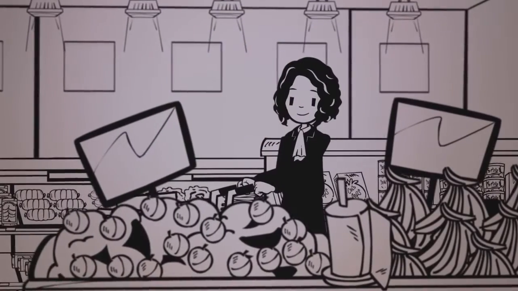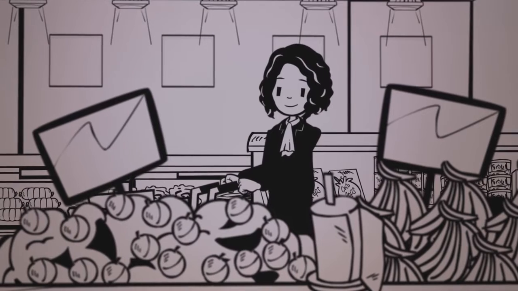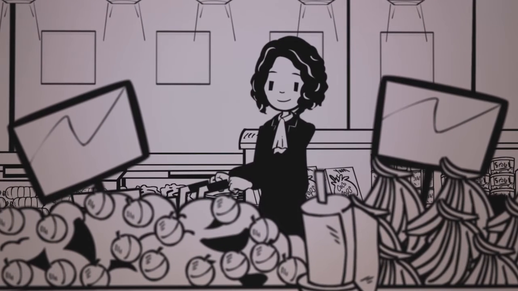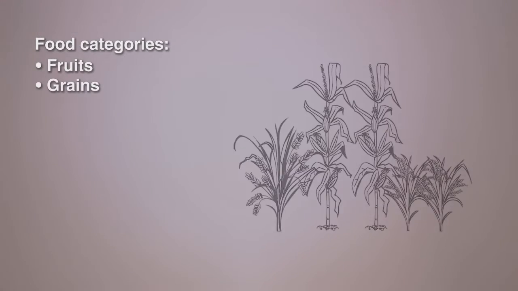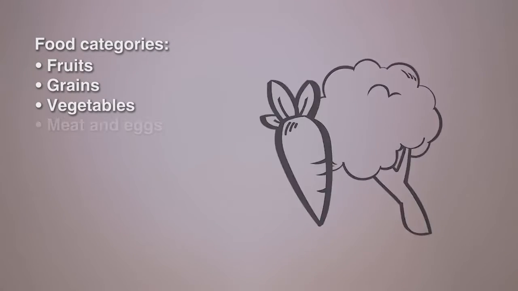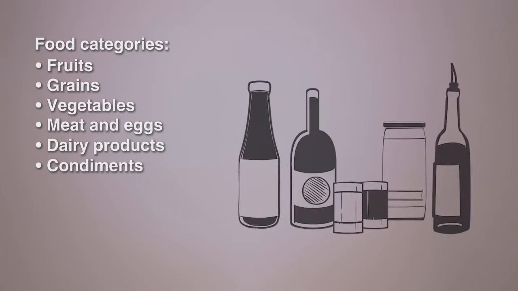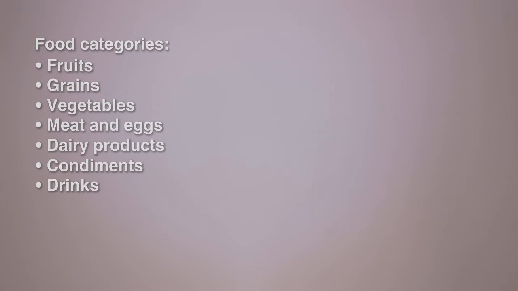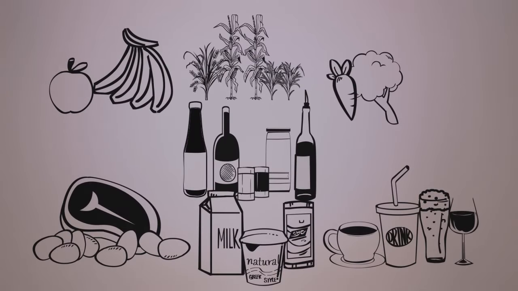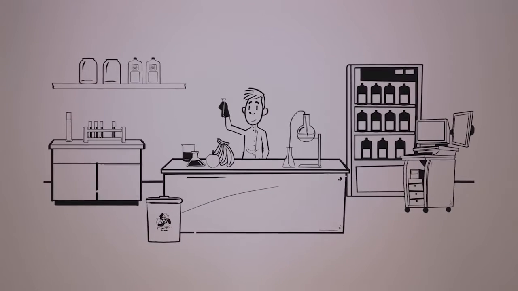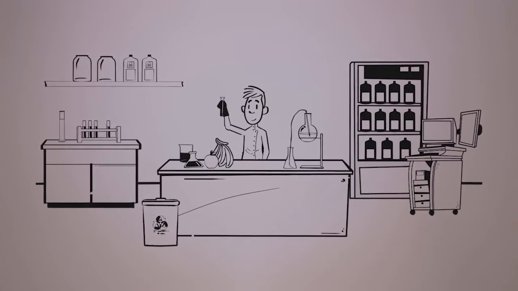First, we need to be able to identify what nutrient mixture is in any given food. We human beings tend to organize our foods into the following major groupings: fruits, grains, vegetables, meat and eggs, dairy products, condiments, and drinks. There may possibly be a couple of other groupings, but these are the most of what you and I'd find at a local grocery store. Let's analyze what nutrients are in each of these groups. First, we'll discuss fruits.